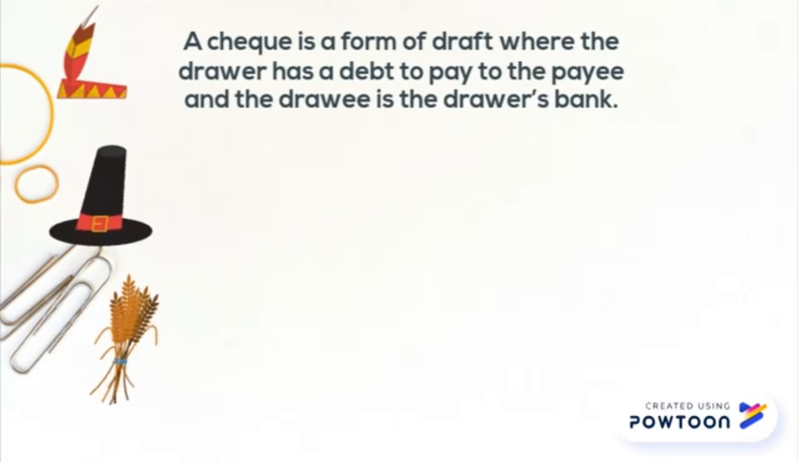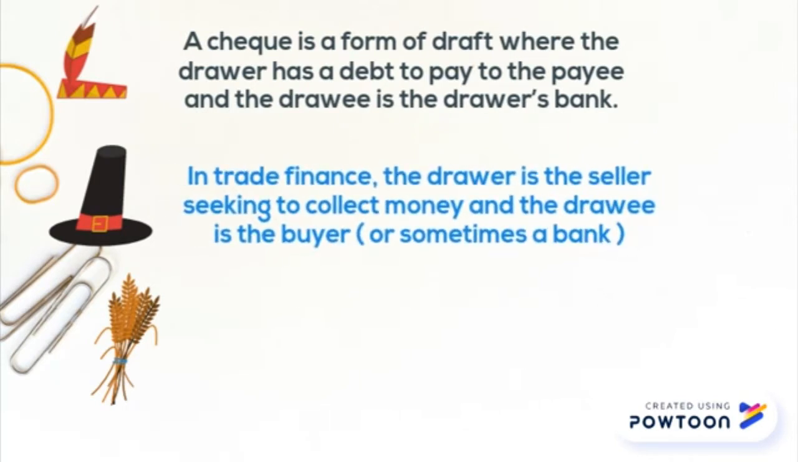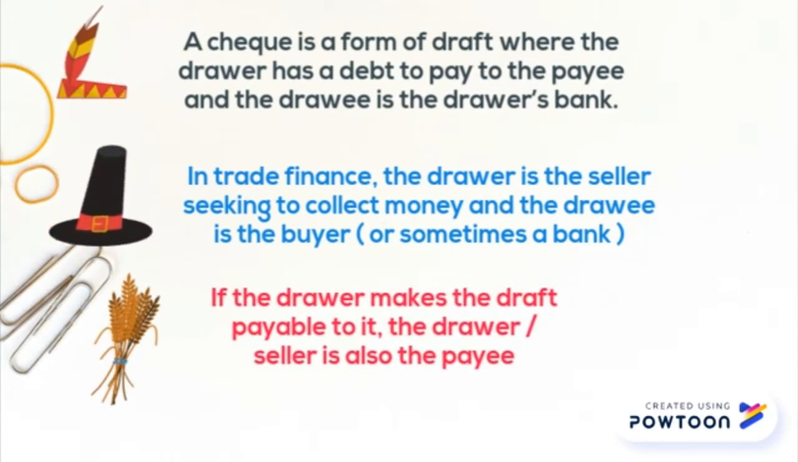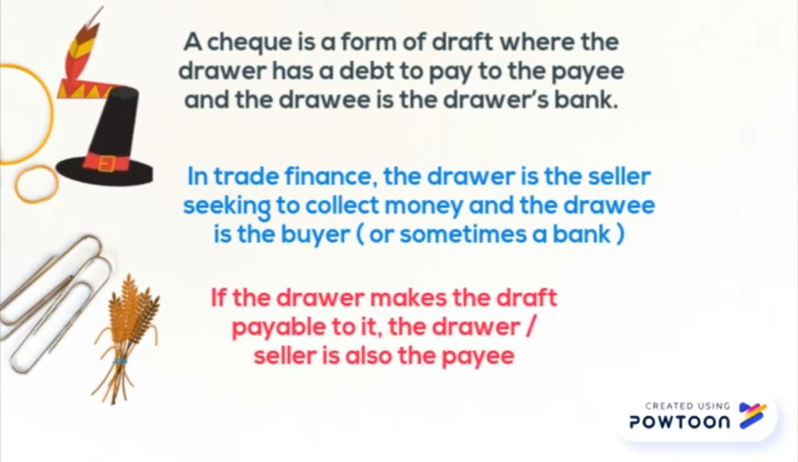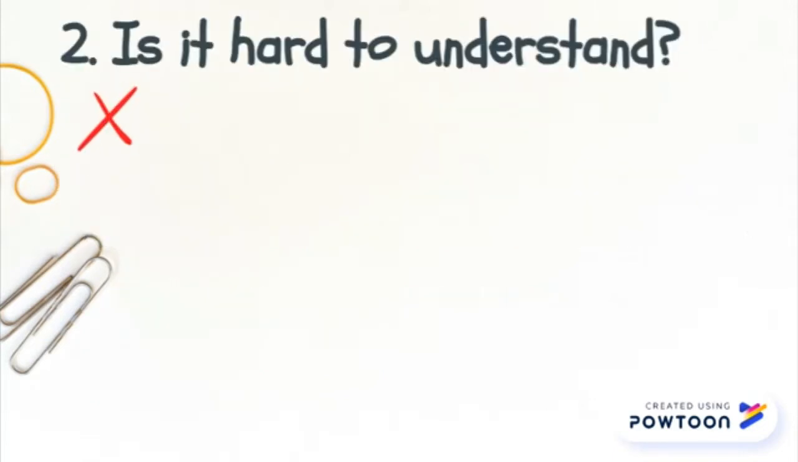A check is a form of draft where the drawer has a debt to pay to the payee, and the drawee is the drawer's bank. In trade finance, the drawer is the seller seeking to collect money, and the drawee is the buyer or sometimes a bank. If the drawer makes the draft payable to itself, the drawer, the seller, is also the payee. The fourth, to another, refers to the person or business that is to make the payment to the drawer, i.e. the drawee, which might be the buyer's bank.